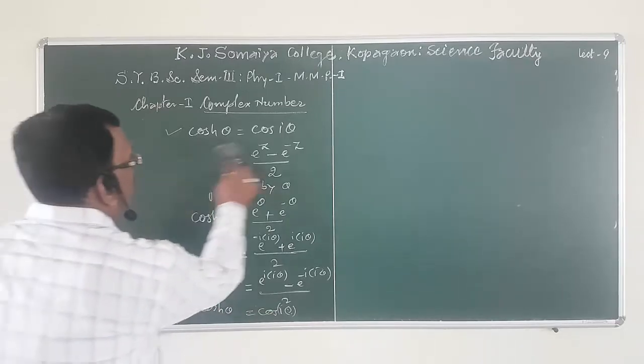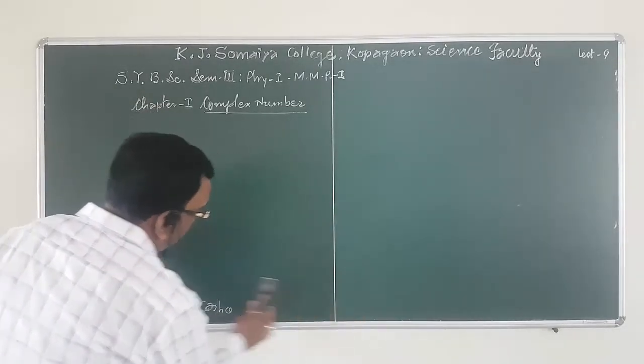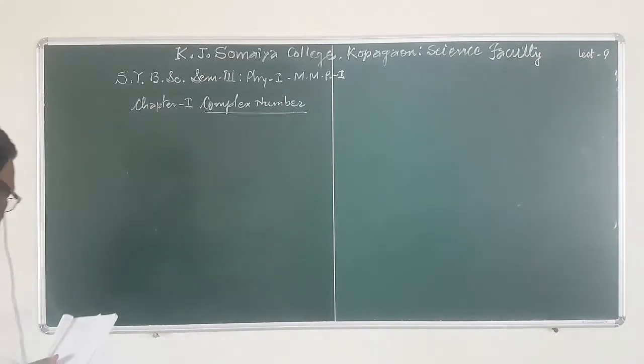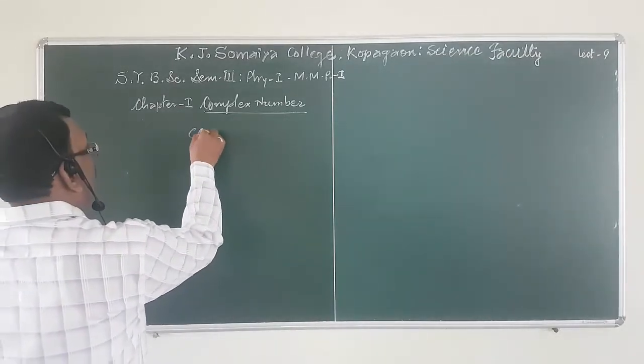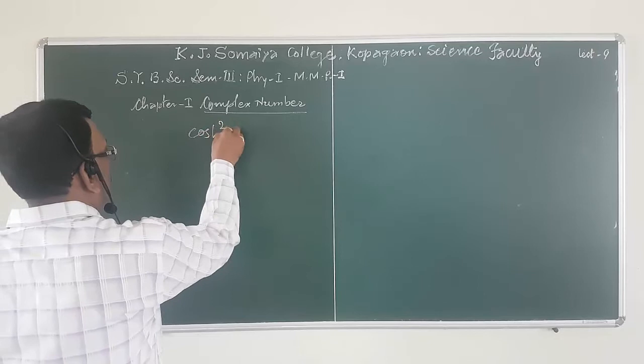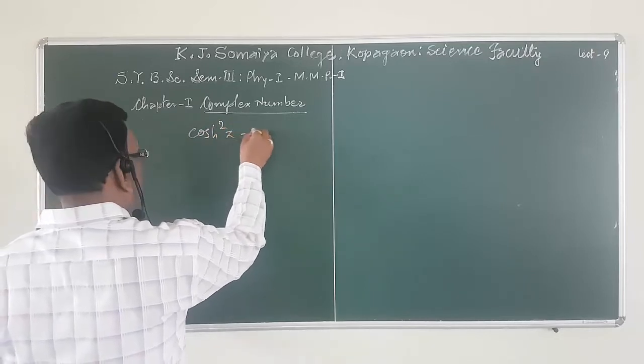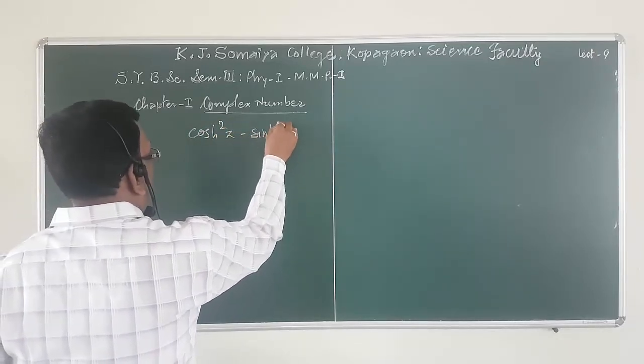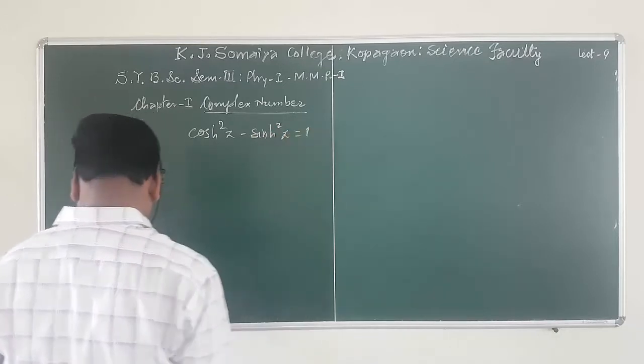Okay. Then the next identity, which is also very important: show that cosh square z minus sinh square z is equal to 1.